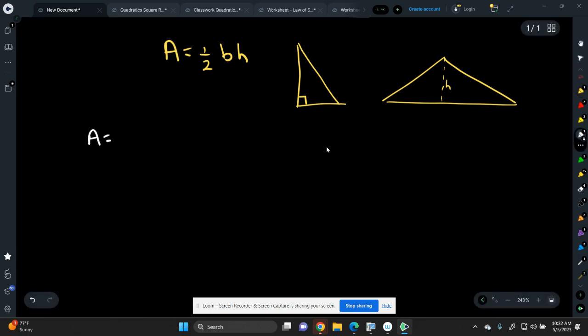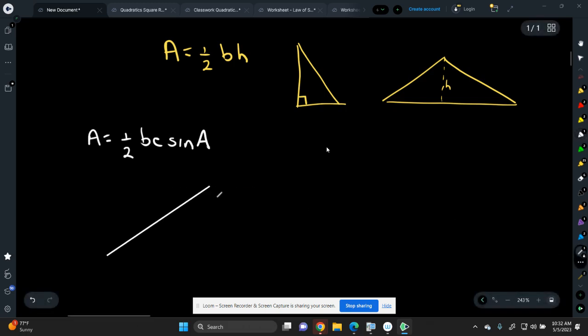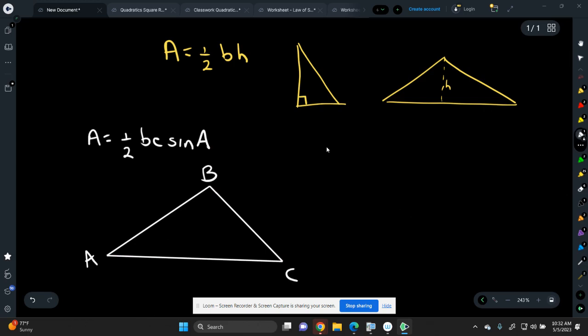First one is area equals 1/2 BC times the sine of A. And there's three versions of this. So if you notice, if I look at the triangle A, B, C, you have side B, side C, and then the angle between them. So there's three versions of this formula.